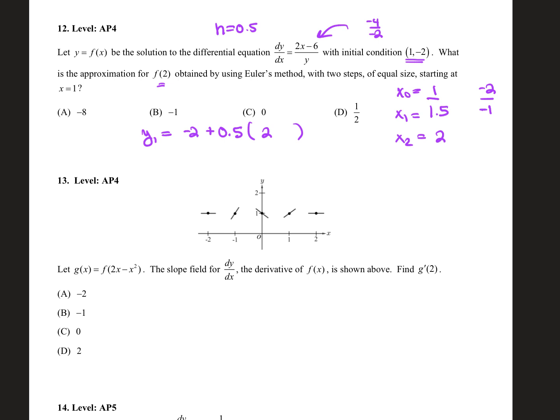And we do it again. So y2 is equal to y1 plus the step size. We're plugging these into our differential equation. So 2 times 1.5 is 3, minus 6 is negative 3 over negative 1, which would be 3. So half of 3 is 1.5. So this is going to be equal to a half.